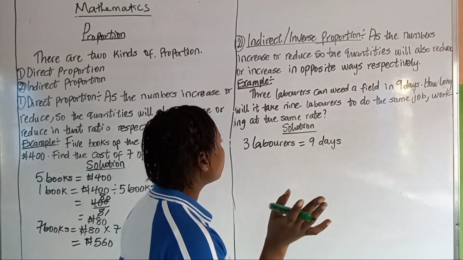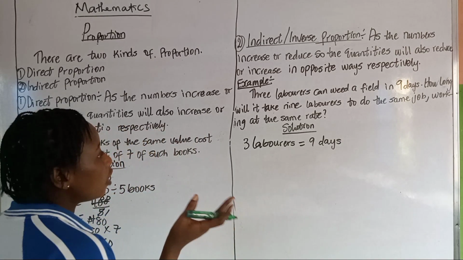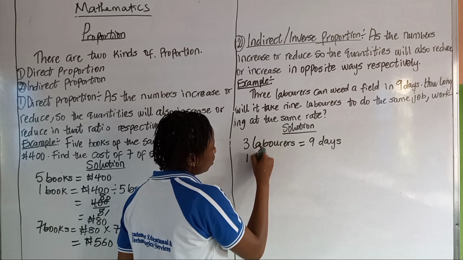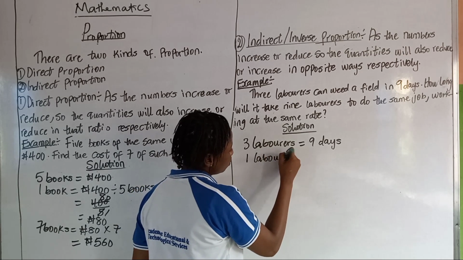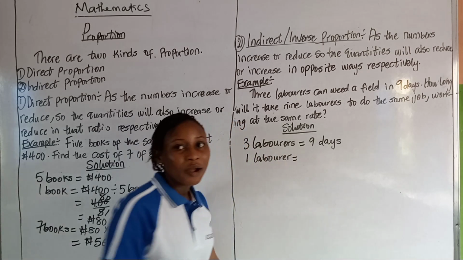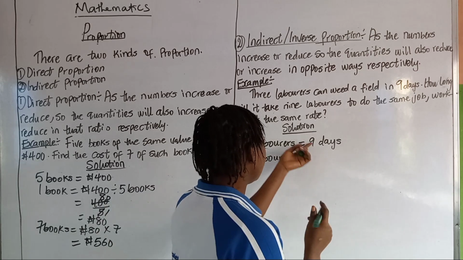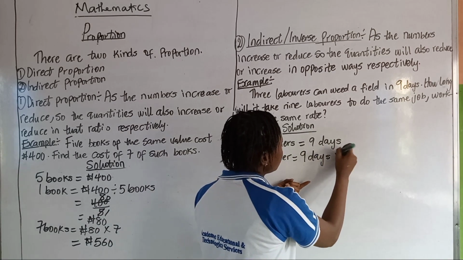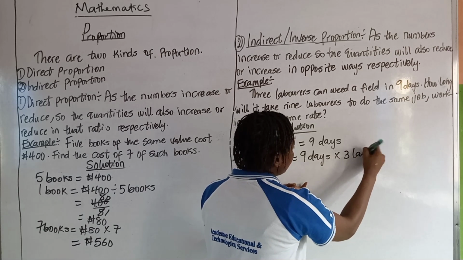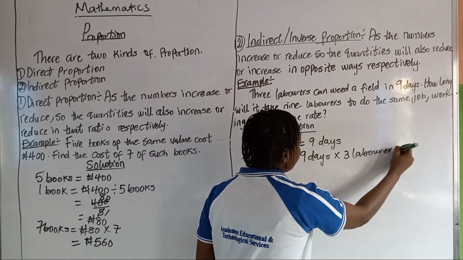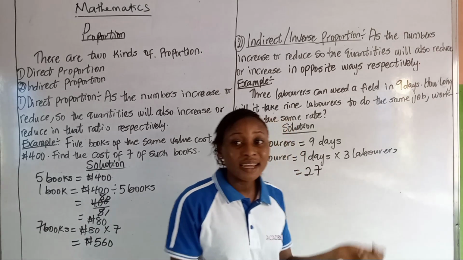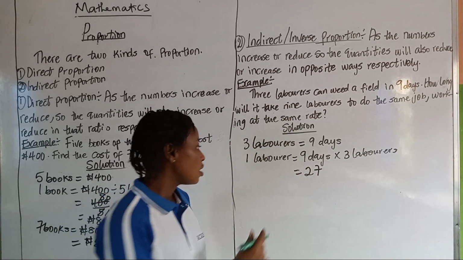Now for us to know how long it will take 9 laborers, let's first get for 1 laborer. For 1 laborer is going to be equal to what? For 1 laborer we are going to have 9 days multiplied by the number of laborers, which is 3 laborers. And 9 times 3 equals to what? 27 days.